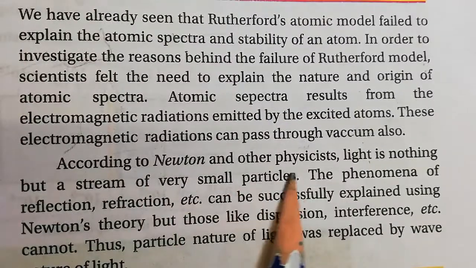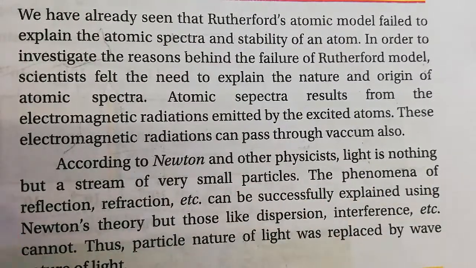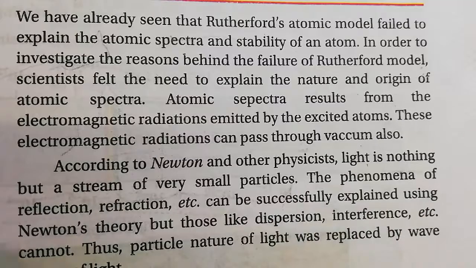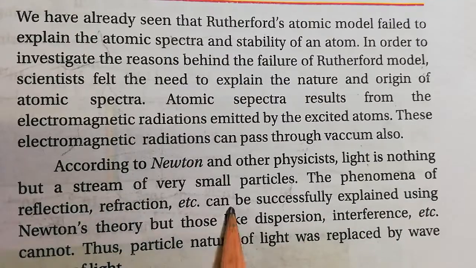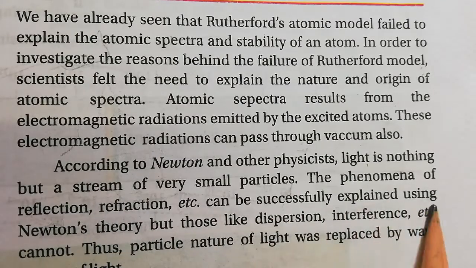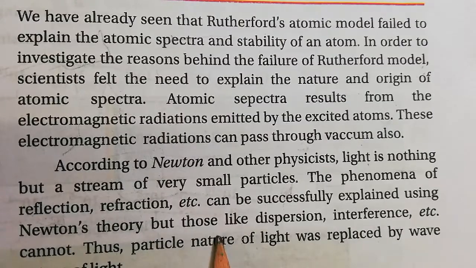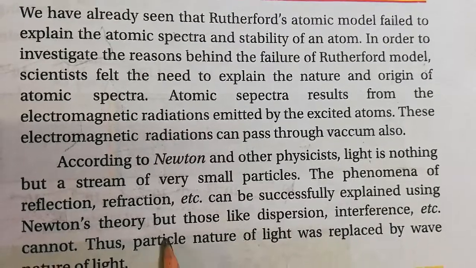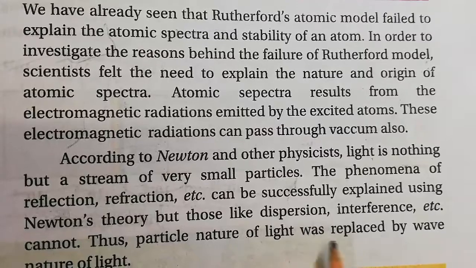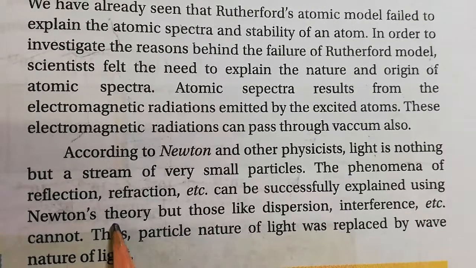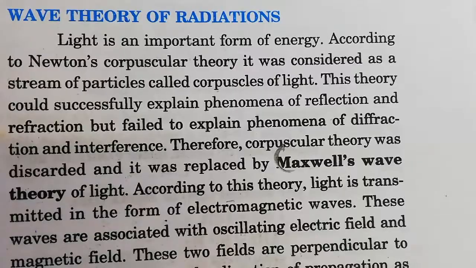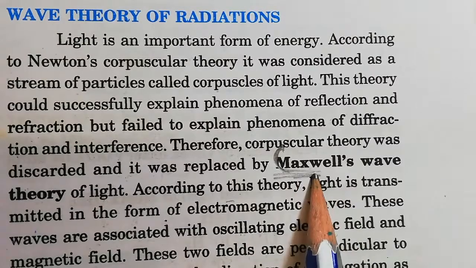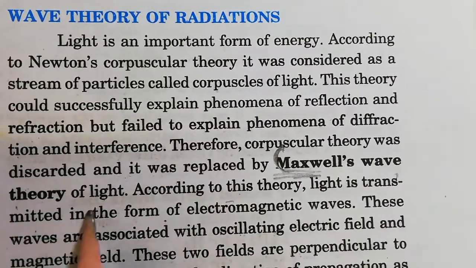According to Newton and other physicists, light is nothing but a stream of very small particles. The phenomena of reflection, etc. can be successfully explained using Newton's theory, but those like dispersion, interference, etc. cannot. Thus, the particle nature of light was replaced by the wave nature of light. In the year 1865, Maxwell's wave theory was given.